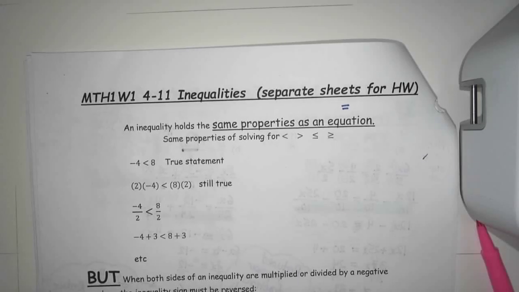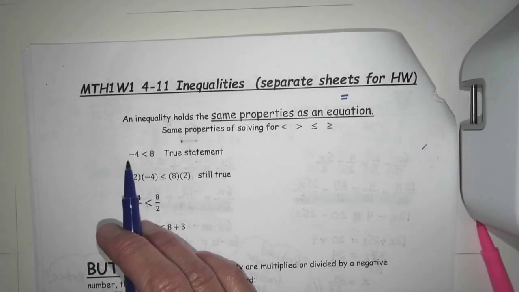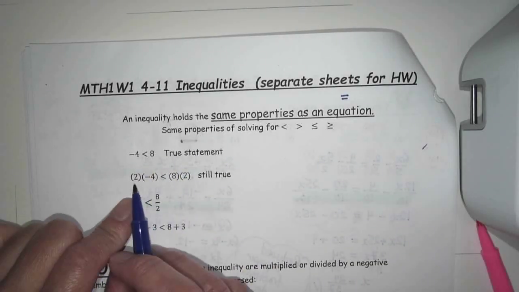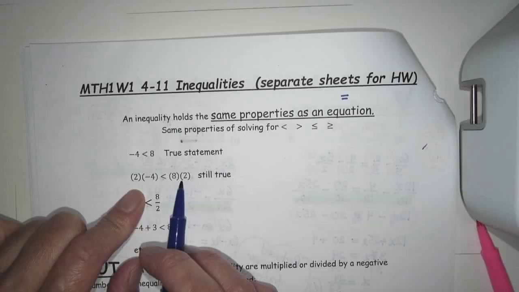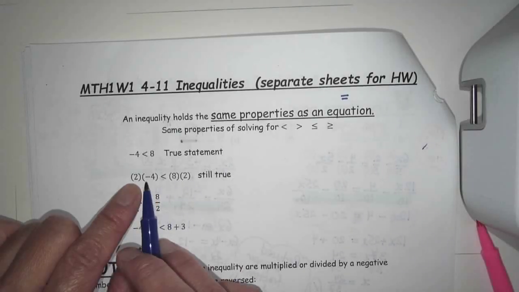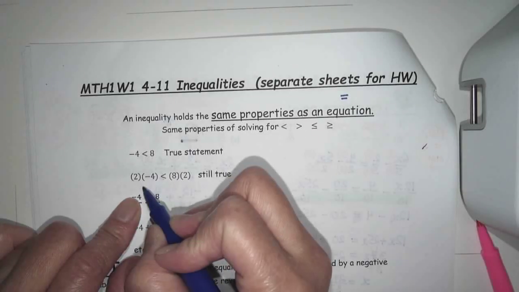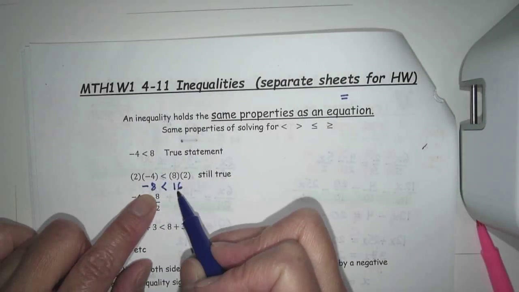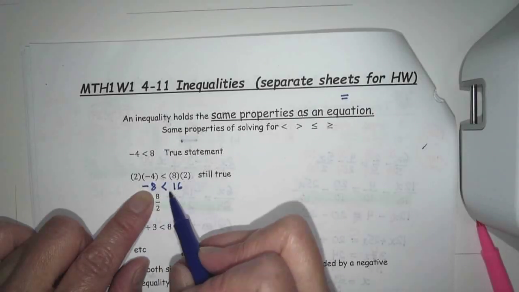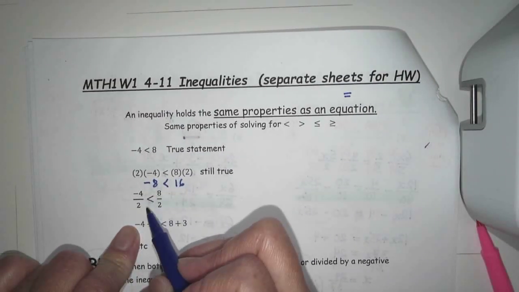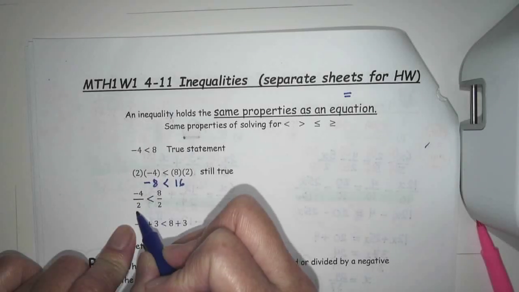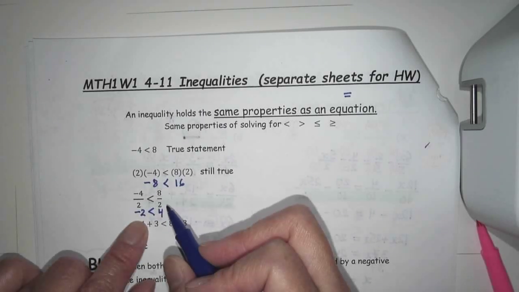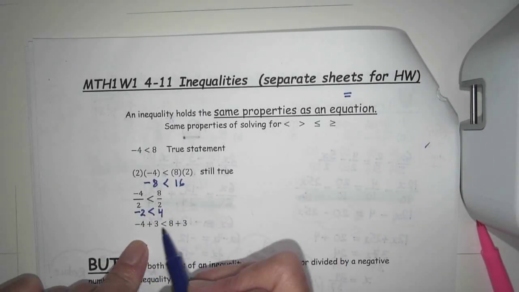So one more time. If I have negative 4, which is less than 8, that's a true statement. I can multiply both sides by any number I want, 2, 5, 5 million. Look, negative 2 times negative 4 gets me negative 8, which is still less than 16. That's still true, right? Negative 8 is less than 16. I'm allowed to divide both sides by the same number. So negative 4 divided by 2 would be negative 2, less than 8 divided by 2, 4. Still true. But, oh, look, I can add to both sides.